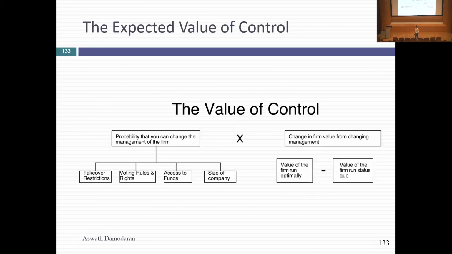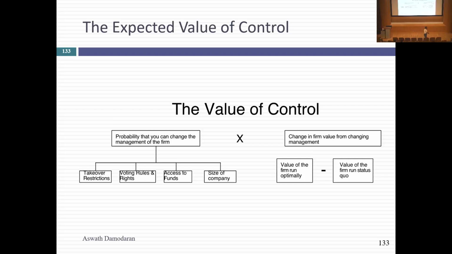Let's talk about the last piece today. Let's talk about the expected value of control. So value of control comes from changing the way a business is run, right? But to do it, what do you have to do? You have to change the way a business is run. There's a probability that you can make that change. That probability can range from 0 to 100%.